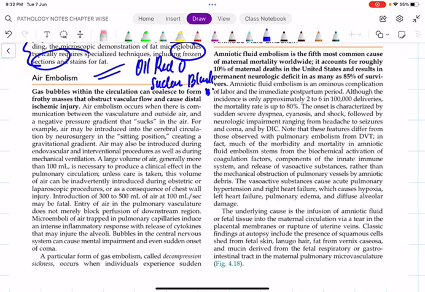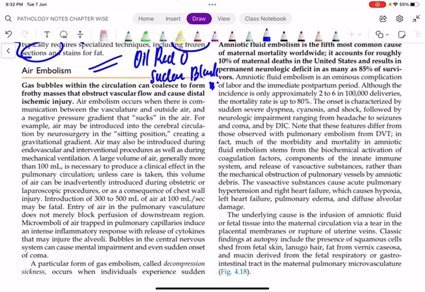In air embolism, the gas bubbles will obstruct the vascular flow, which causes ischemic injury. Whenever there is a communication between our circulation and the outside air, what will happen? We have a negative pressure gradient which will suck the air. Am I right? And air may be introduced into the cerebral circulation in the sitting posture, creating a gravitational gradient. When surgery is done in a sitting patient, or when we accidentally puncture any vein, due to negative pressure, the air will be sucked in.